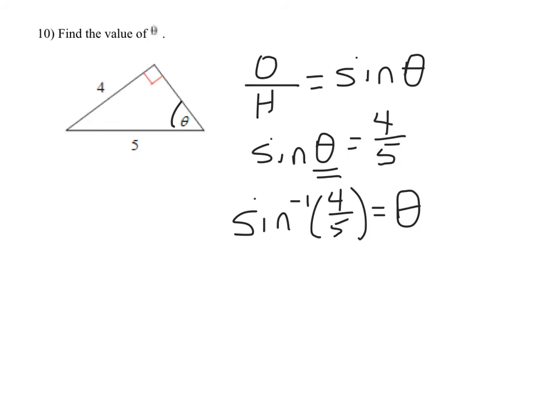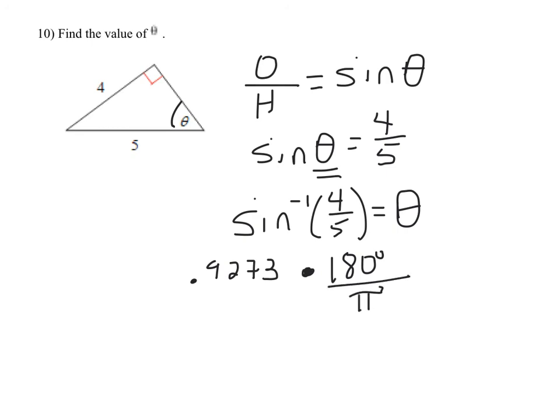Now, if our calculator is in radian mode, we're going to get the value 0.9273. Now that's in radians. So you could write 0.9273 radians as your answer because theta could be in radians. If you wanted to convert your angle to degrees, you would simply multiply 0.9273 times 180 over pi. But you don't have to.